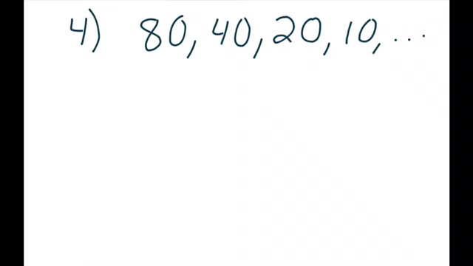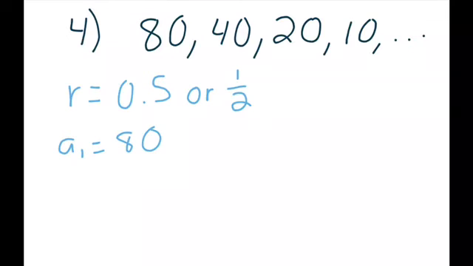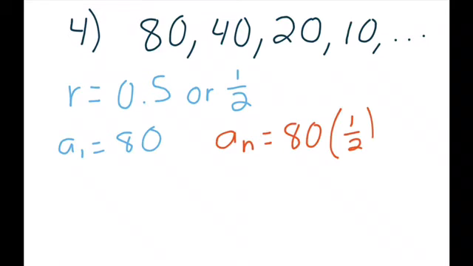Okay, let's go through this one. We know that r equals 0.5 or 1/2, and that a sub 1 equals 80. So now we're going to write our explicit formula: a sub n equals 80 times (1/2) to the power of (n minus 1).